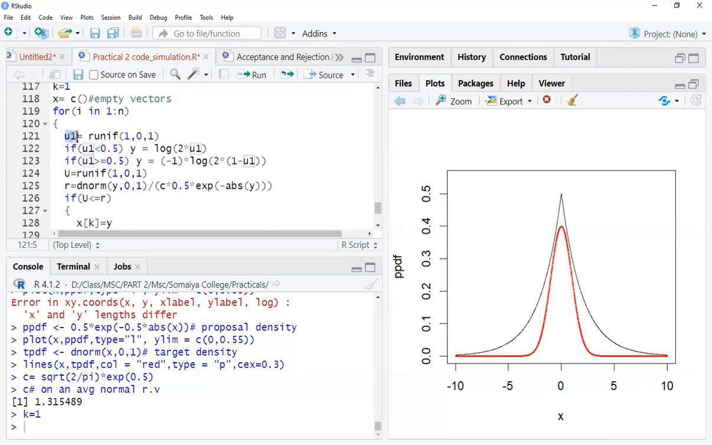We are generating first U1, which is uniform. Then we have to write the two PDFs. We have not written many of these in any of the following problems. But since you are generating from the proposal and they are invertible, that means the inverse exists for that. So we have to first generate from there. If this condition is true, then we take the value of Y.